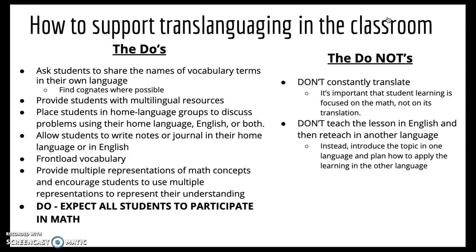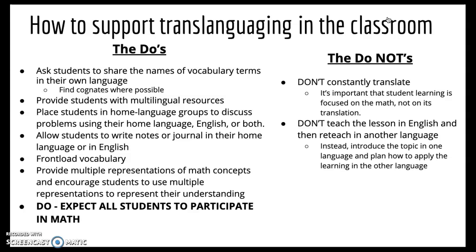Place students in home language groups to discuss problems using their home language, English, or both. We do not want to limit this. Allow students to write notes or journal in their home language or in English. The important part is they're able to express their ideas. We don't need to limit them to always write in English. Front load the vocabulary. If we want students to use the vocabulary, they must understand what it means. Provide multiple representations of math concepts and encourage students to use multiple representations to represent their understandings.